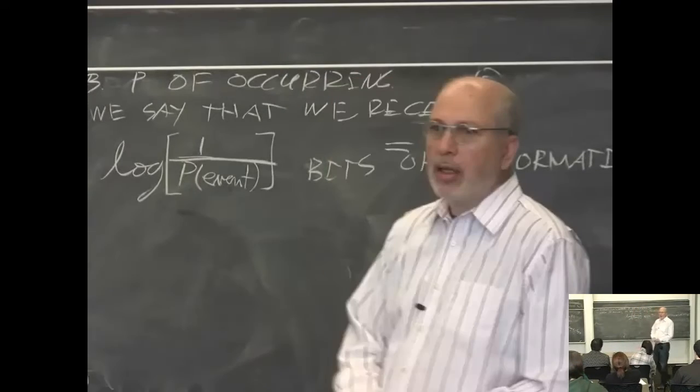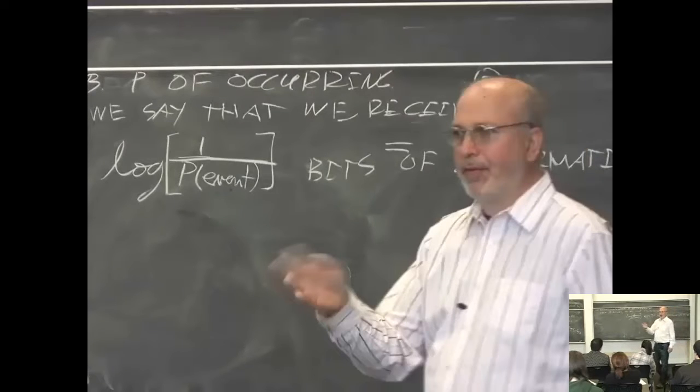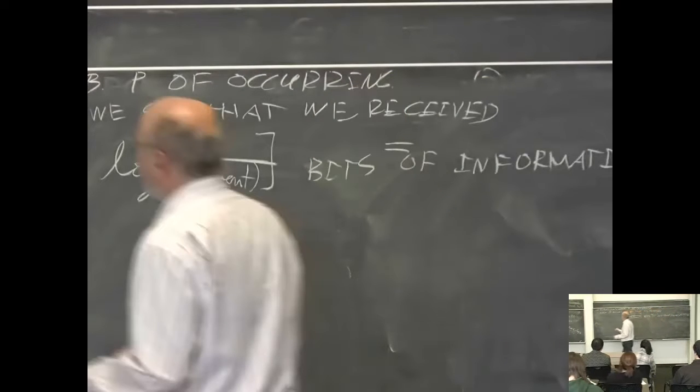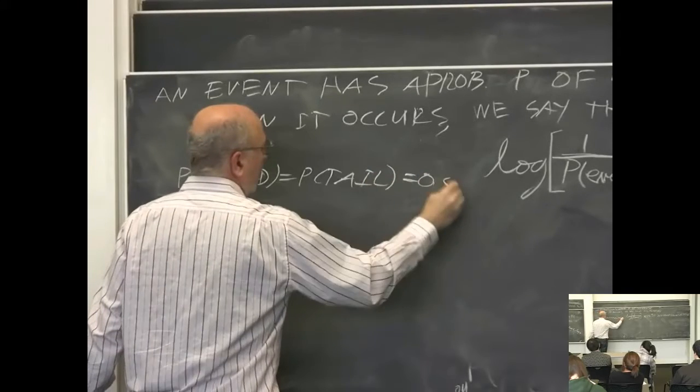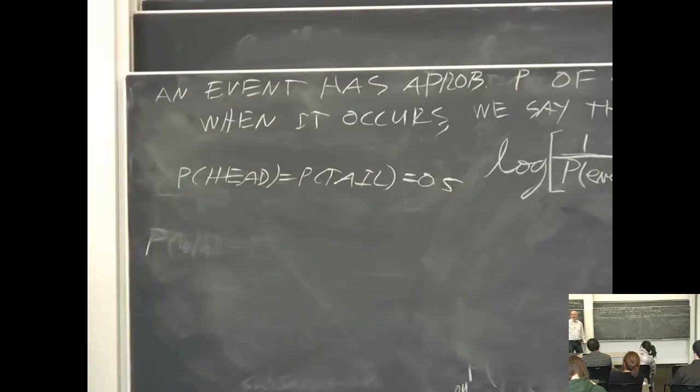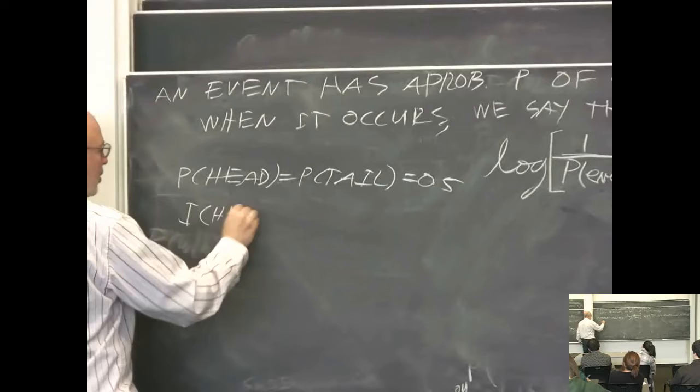Somewhere in between, you have a coin, let's say a fair coin. It has probability 50-50 of landing on head or tail. So P of head equals P of tail equals 0.5. Now you flip the coin and it landed on head. How much information did you get from the fact that it landed on head?